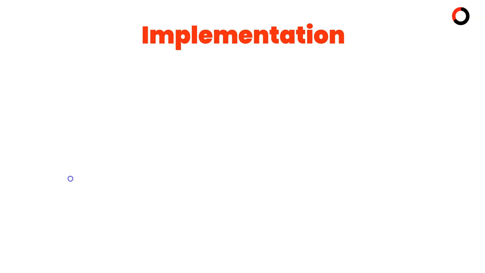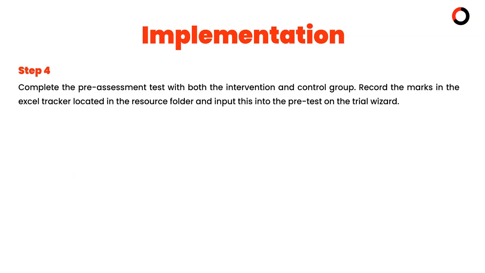So moving on to the implementation. Complete the pre-assessment test with both the intervention and control group. Record the marks in the Excel tracker and then input this into the pre-test on the trial wizard. As you're using class data, it's best to have 1 teacher to read the scores while the other teacher inputs this.